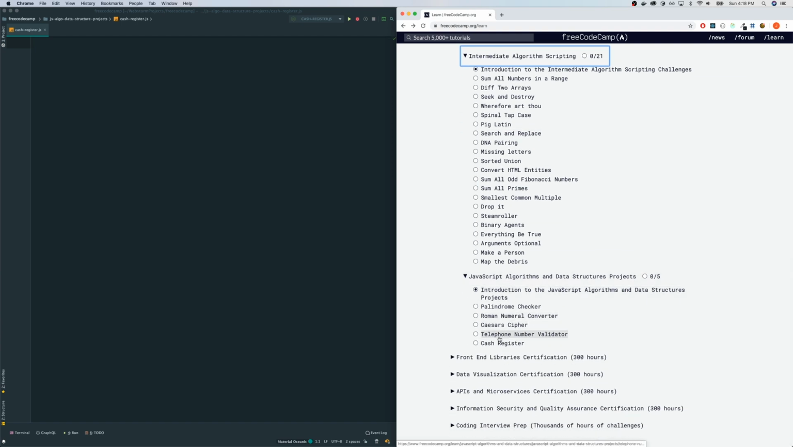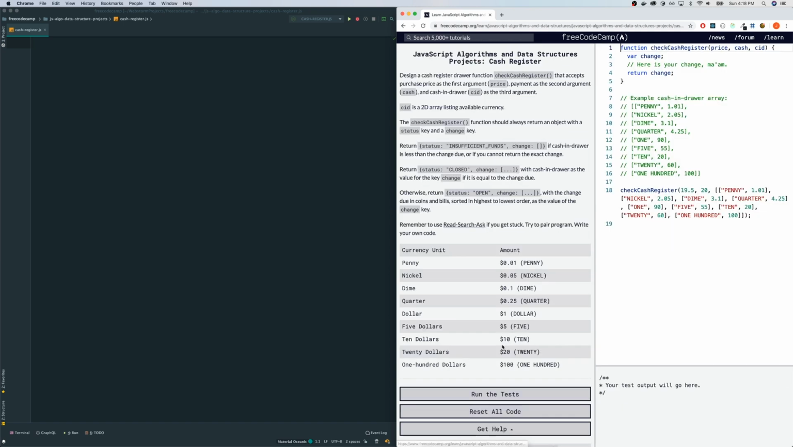But today we are interested in the last one of the data structure projects, which is Cash Register. Now, let me give you guys a heads up for those who haven't done this yet. This is a beefy one. It's a pretty juicy one, and it will take a little bit of time. So, as always, I highly encourage you, if you haven't tried this out already, please pause the video, try it out. Just try it out.